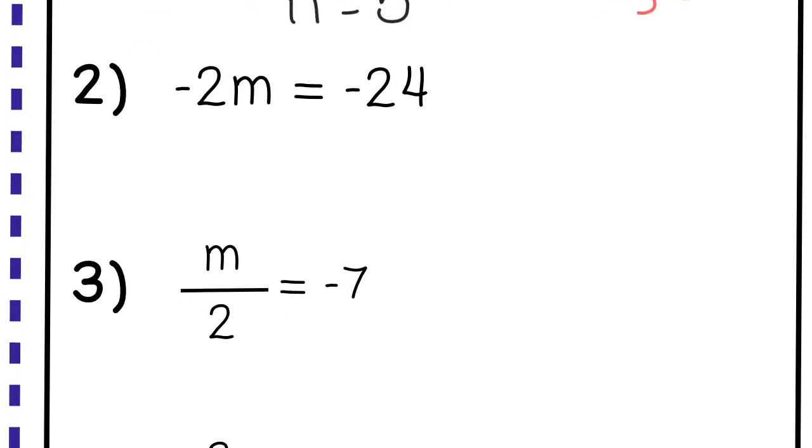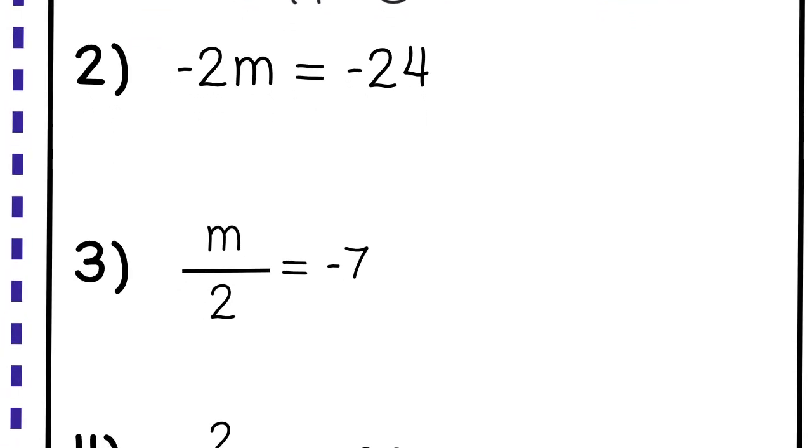Next, let's go to question 2. Question 2, negative 2m is equal to negative 24. Negative 2 is multiplying to the m, so we need to undo that using division. So we're going to divide the negative 2 off of m. And since I've done that to the left side of the equal sign, I want to also do that to the right side of the equal sign.